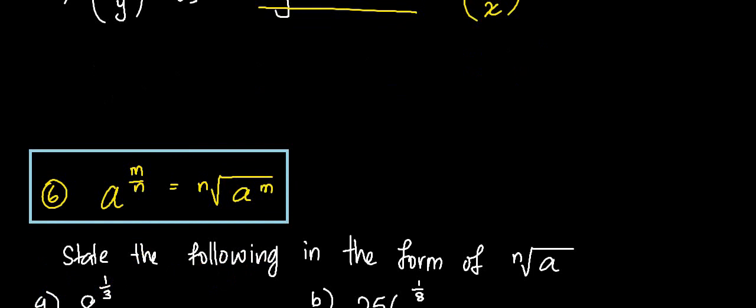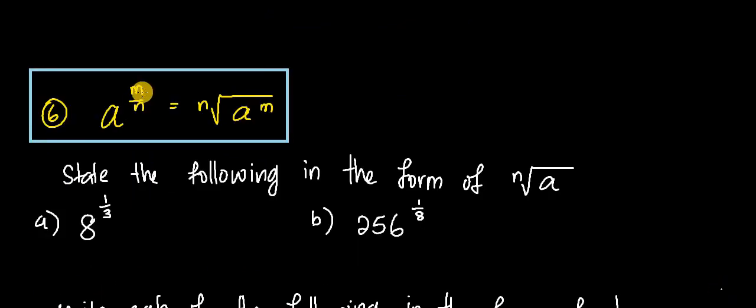Now, the sixth rule is when you have a power m over n. Now, m and n are numbers. So how do we solve this? Another way we can write this is n root a power m. Remember, at the bottom of our fraction, it's always a root number. And at the top, the numerator, this is what we call fractional indices. The numerator is always called the power number.